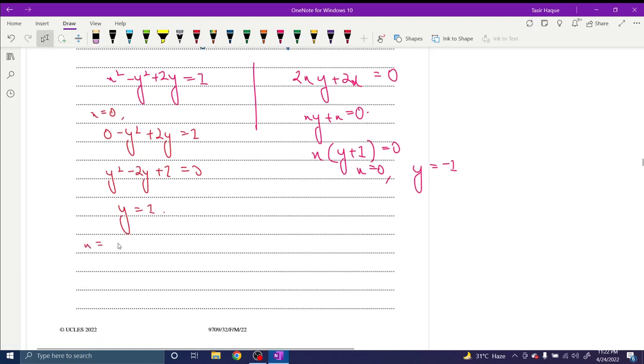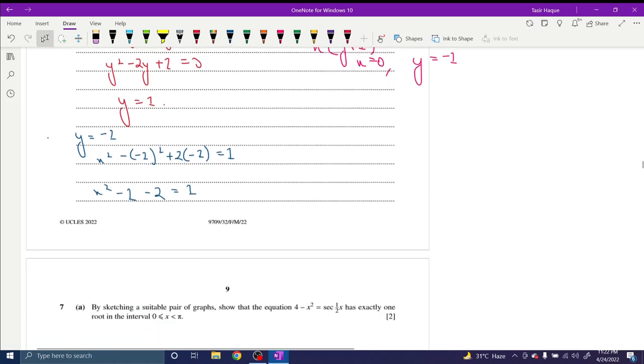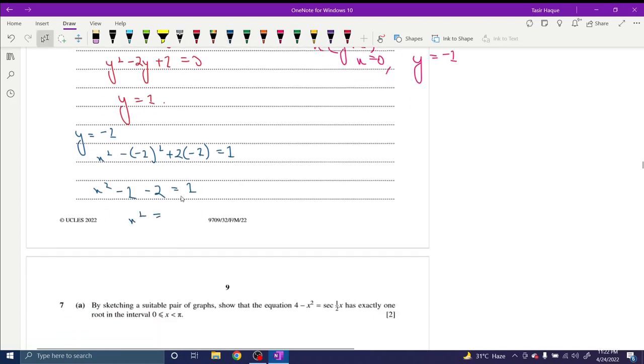And if we input y is equal to minus 1, when we input y is equal to minus 1, x squared minus (minus 1) whole squared plus 2 into minus 1 is equal to 1, or x squared minus 1 minus 2 is equal to 1. x squared is equal to 4. x equals plus or minus 2.